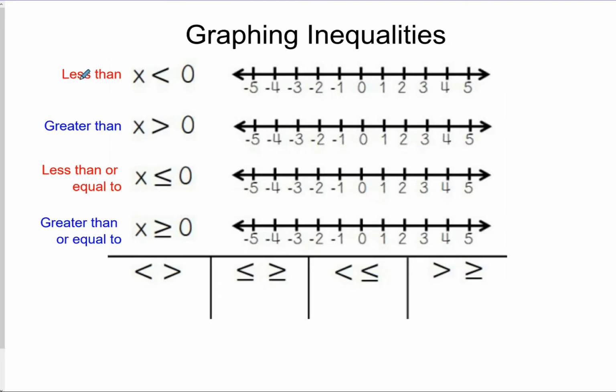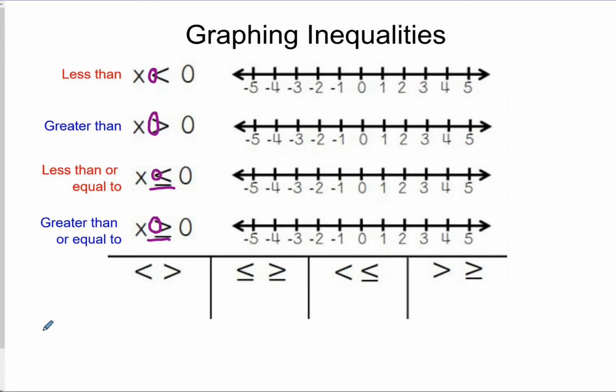As we see, we have less than because we have the smaller side and it's not underlined. Greater than because I have the bigger side and it's not underlined. Less than or equal to because I have the smaller side first and it's underlined. And greater than or equal to because I have the bigger side first and it's underlined.